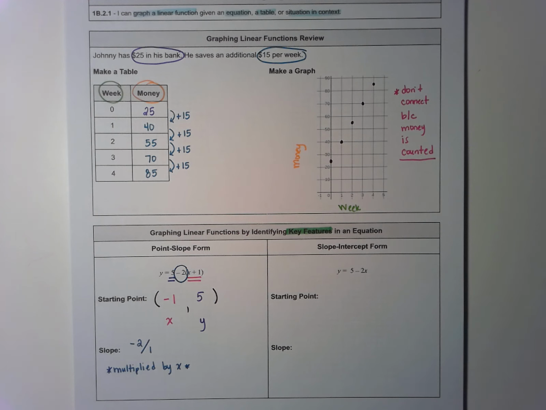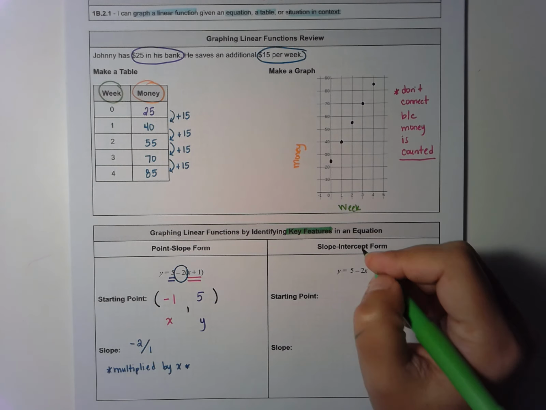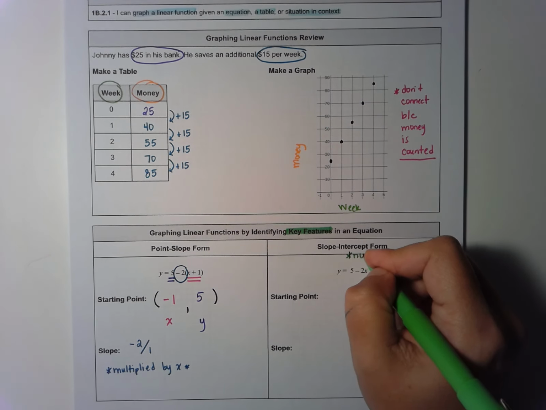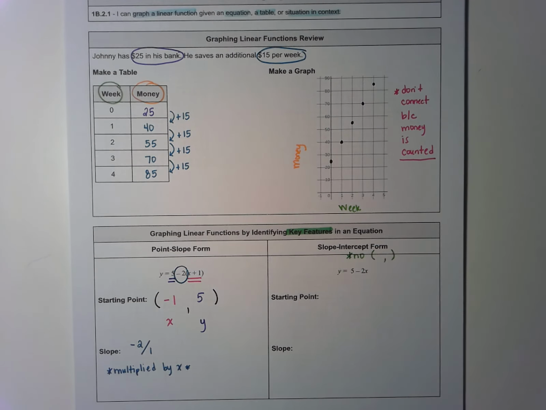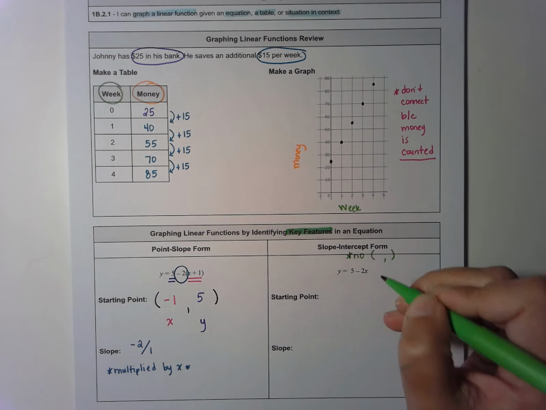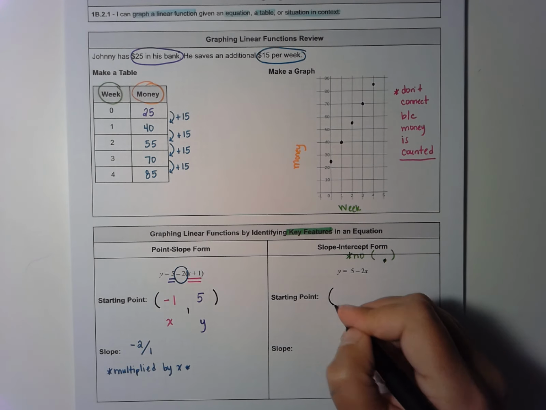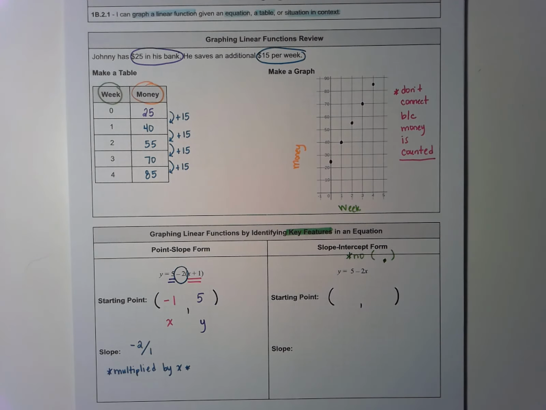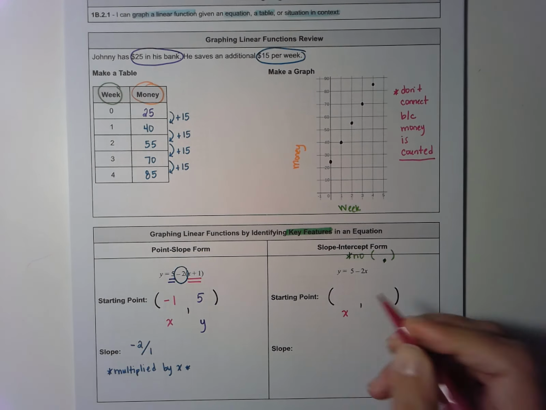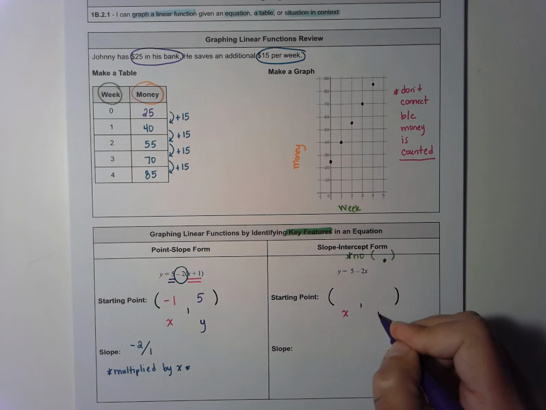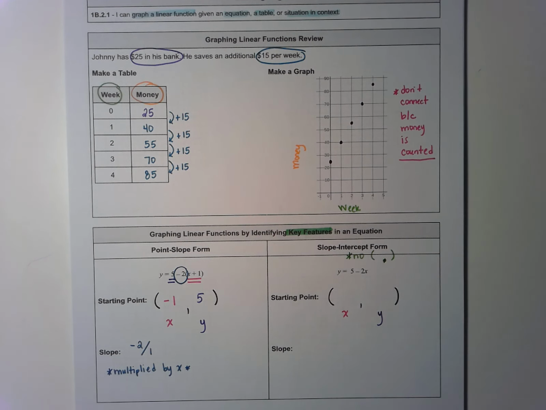Now, for the second problem here, we have a different type of equation. We have what's called slope-intercept form. I can tell that it's slope-intercept form because there's no parentheses in the equation, and if there's no parentheses in the equation, it's got to be slope-intercept form. So our starting point is still going to have an x and a y, and our slope is still going to be the number that's multiplied by x.